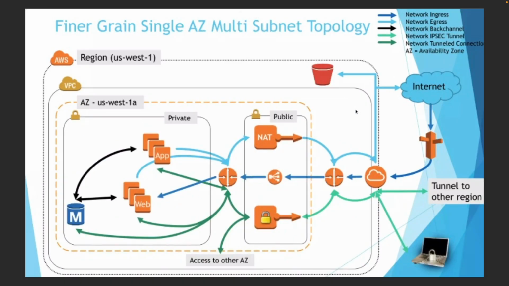Next, we're going to take a look at a single AZ multi-subnet topology. So, the private subnet contains our application and our web servers protected behind a load balancer. The public subnet contains the NAT gateway and security devices. Private resources must go through the NAT gateway to reach the internet, which keeps them secure while still allowing necessary outbound connections. This architecture demonstrates defense in depth, multiple layers of security, protecting your critical resources while maintaining the connectivity that you need.